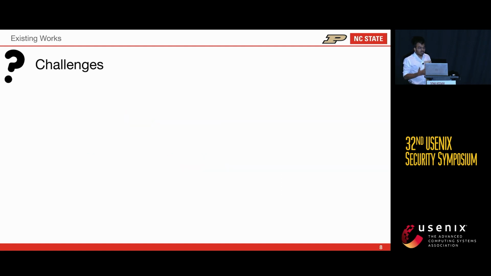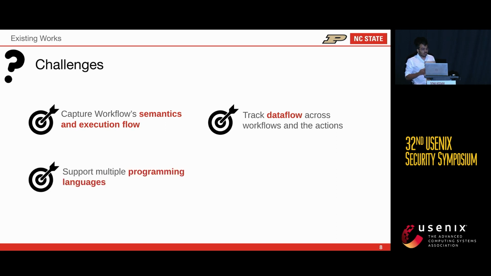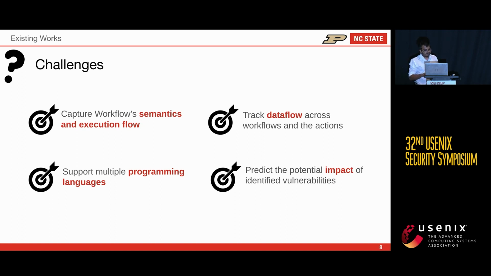Thinking about all of these factors, we come up with 4 major challenges that make it hard for any existing system to find vulnerabilities in GitHub workflows. The system must be aware of the workflow semantics and the execution flow of the workflow. The system should also be able to track data flow from workflows into reusable workflows and actions used within these workflows. The system should also be able to support multiple programming languages that are used here, such as Bash, JavaScript, Python, YAML, etc. And finally, the system should also be able to predict the potential impact of such a vulnerability.